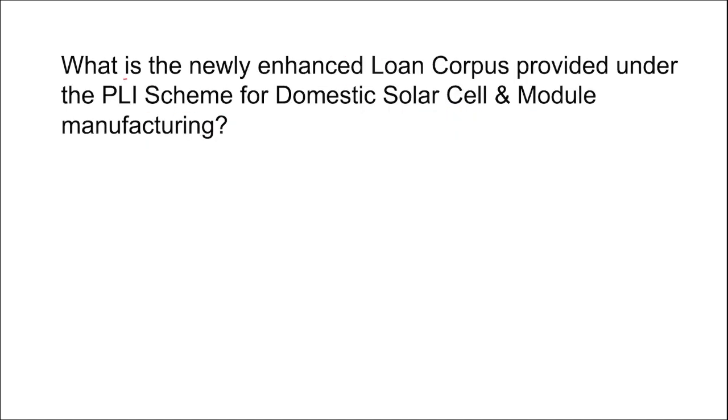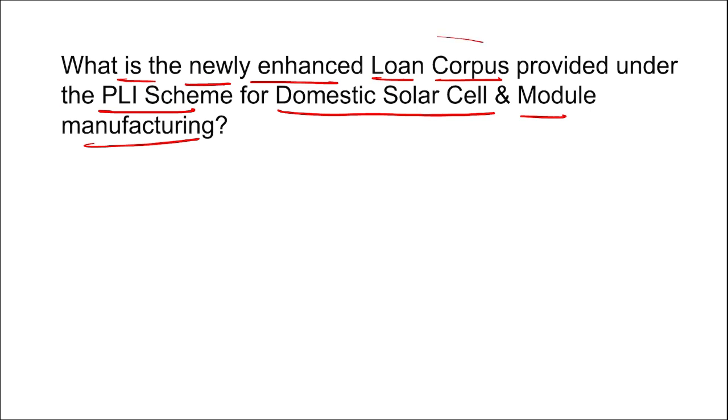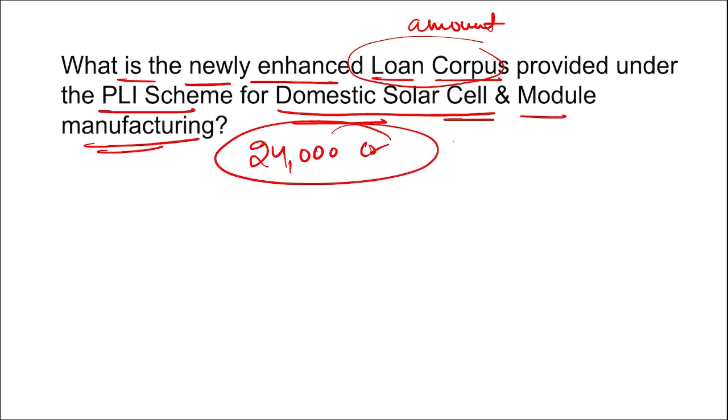Next question. What is the newly enhanced loan corpus provided under the PLI scheme for domestic solar cells and module manufacturing? I repeat, what is the newly enhanced loan corpus, that is what is the amount is being asked here, provided under the PLI scheme for domestic solar and module manufacturing? How much amount was allocated? It was 24,000 crore rupees. Correct option, 24,000 crore rupees.